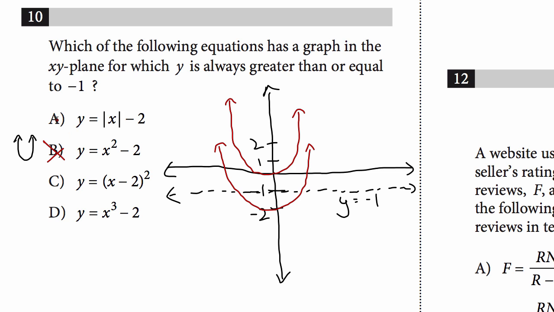Let's look at A. You should know what an absolute value looks like. It looks like a V, right? Looks like that. But again, -2. So normally, I'll use a different color.